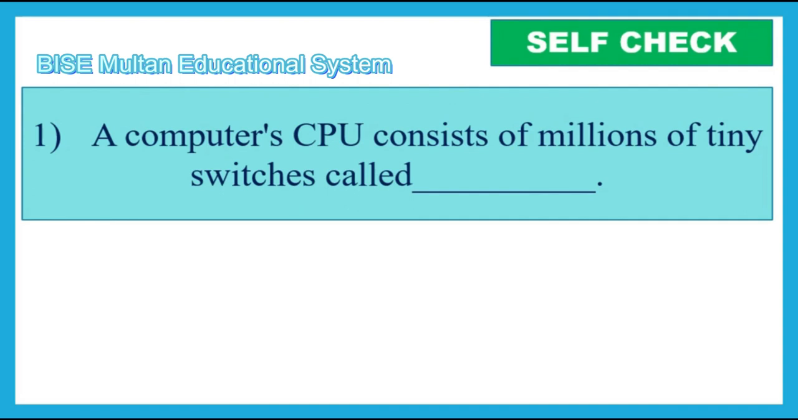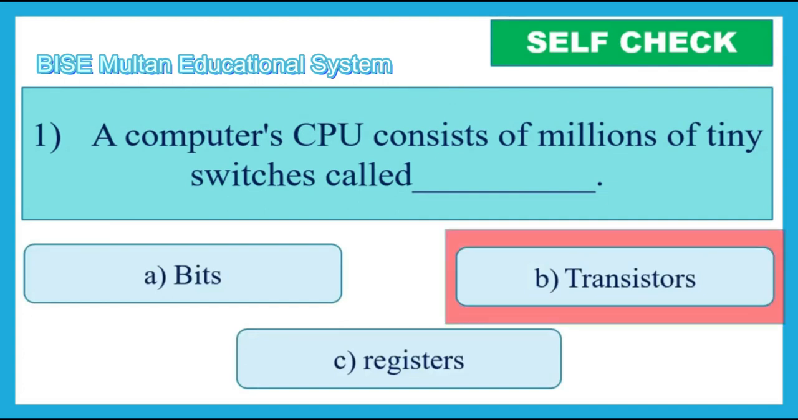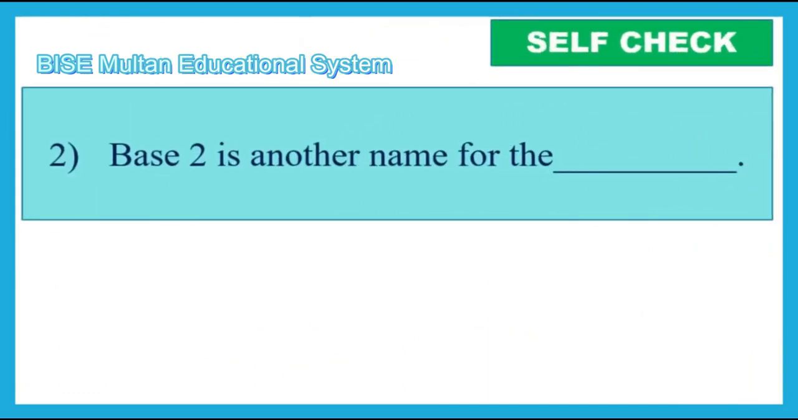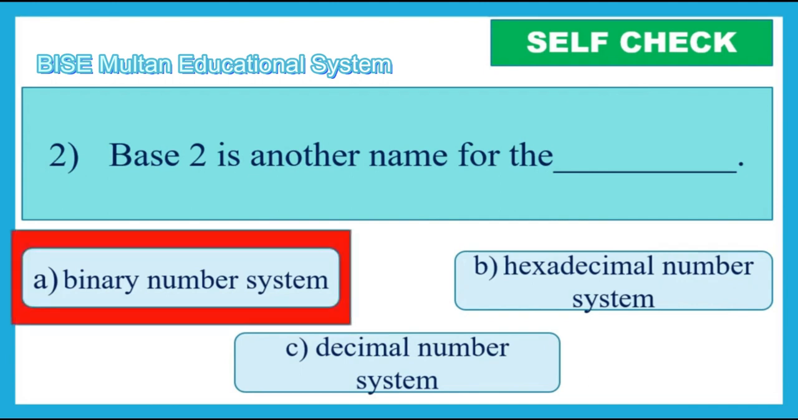Question number 1, from self-check: A computer's CPU consists of millions of tiny switches called dash. The answer is transistors. Question number 2: Base 2 is another name for the dash. The answer is binary number system.